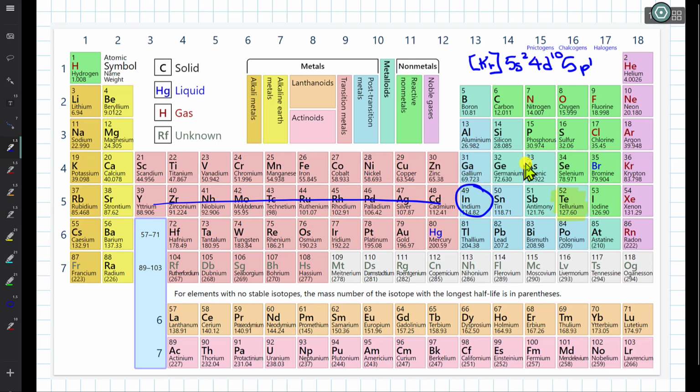Now, if you doubt that that's the right one, it's pretty simple to check. Kr is 36 electrons, and then I have 2, 3, I have 13 more. So that should get me over to 49 total electrons. So that would be the electron configuration for indium because that comes out to be 49.